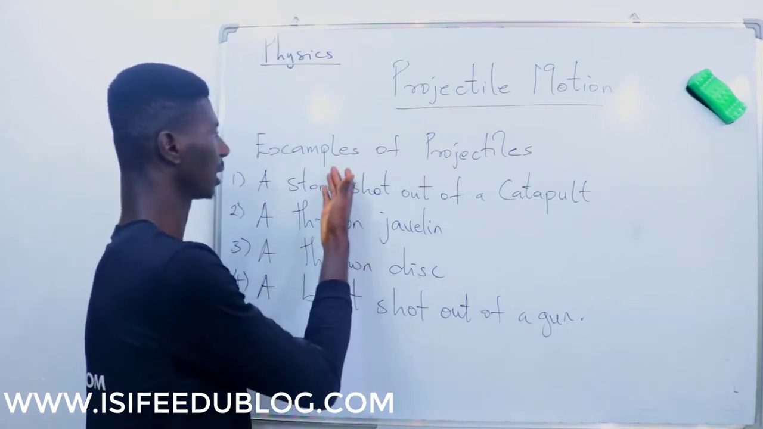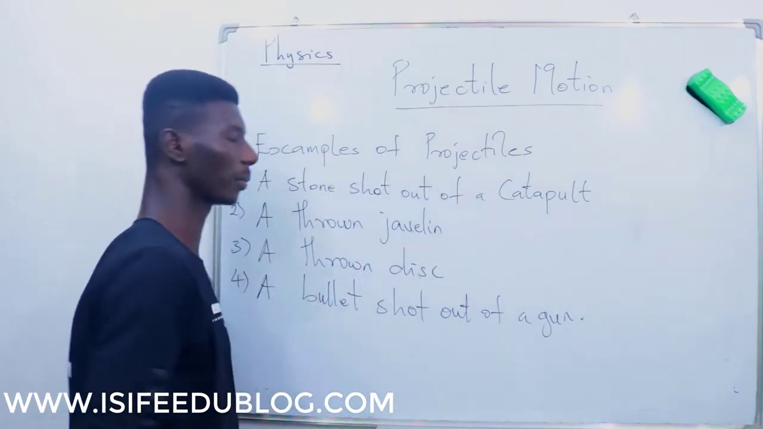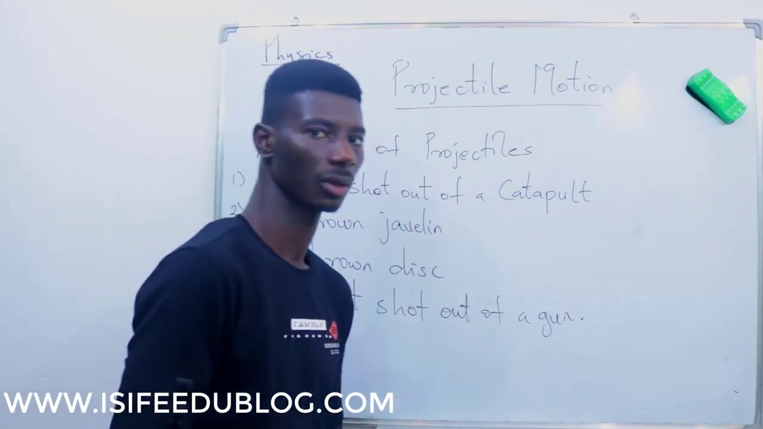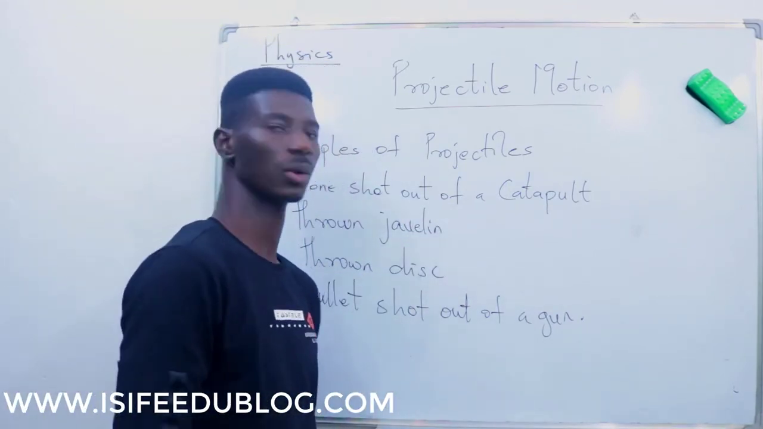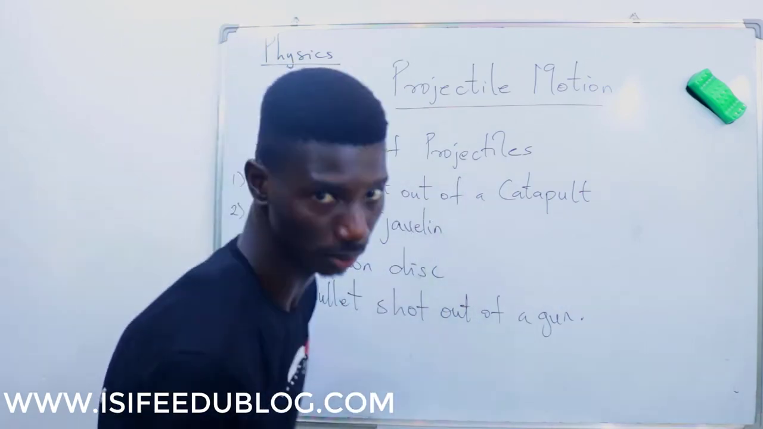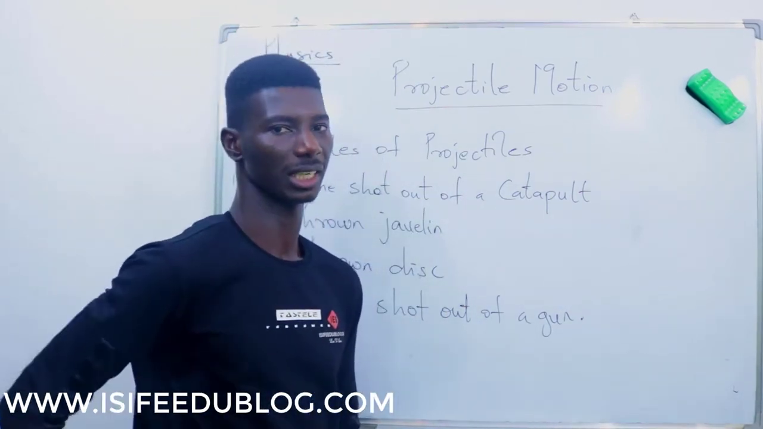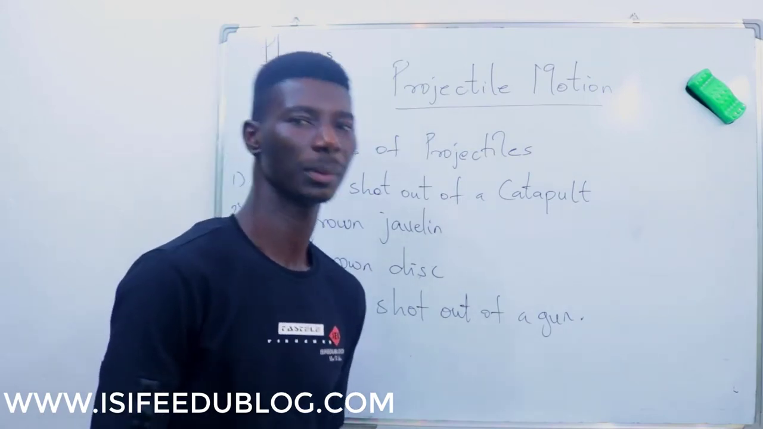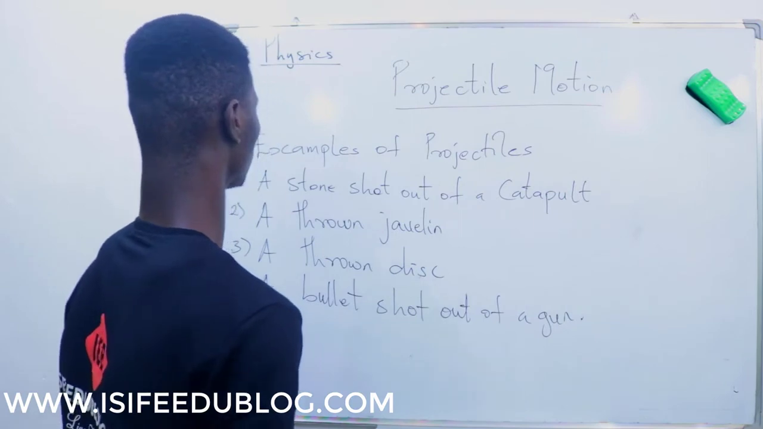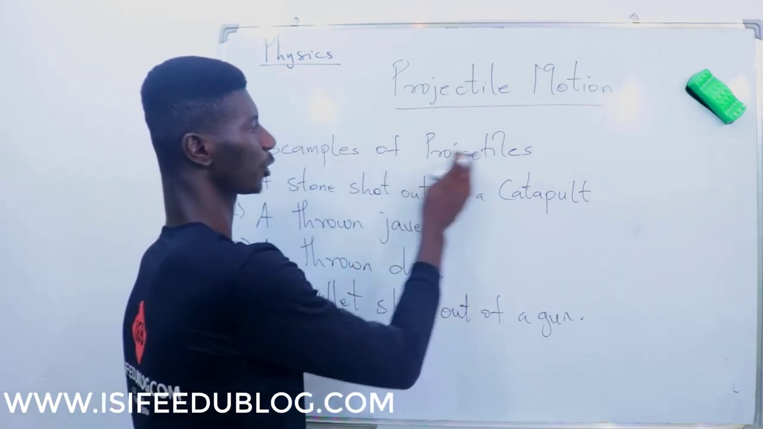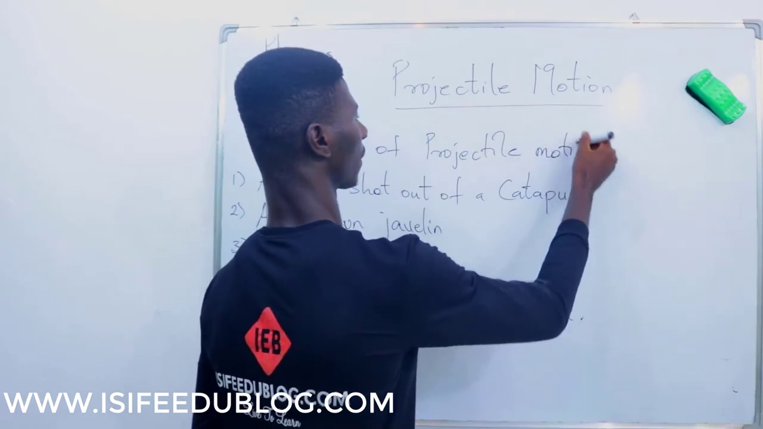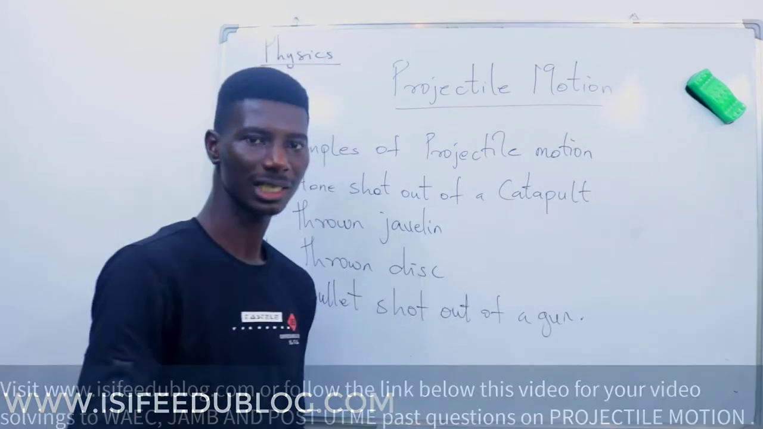So we have examples of projectiles. Number one, a stone shot out of a catapult. Please, for those writing WAEC, be very careful. Don't say a stone. Anything can be a projectile, but you have to make it a motion. That's why some textbooks, instead of calling it examples of projectiles, call it examples of projectile motion. I think that is better.